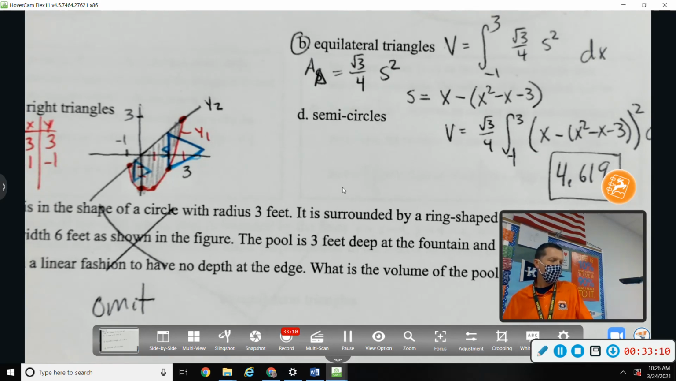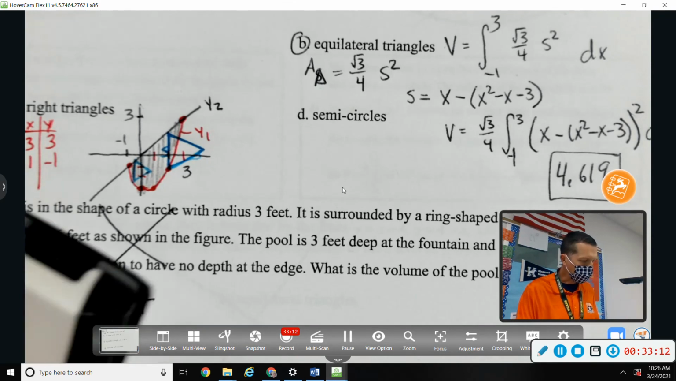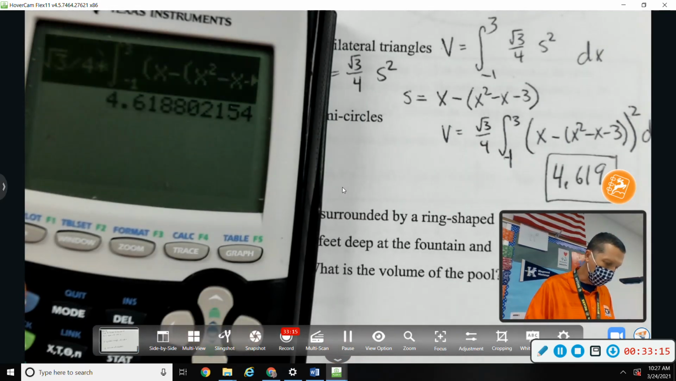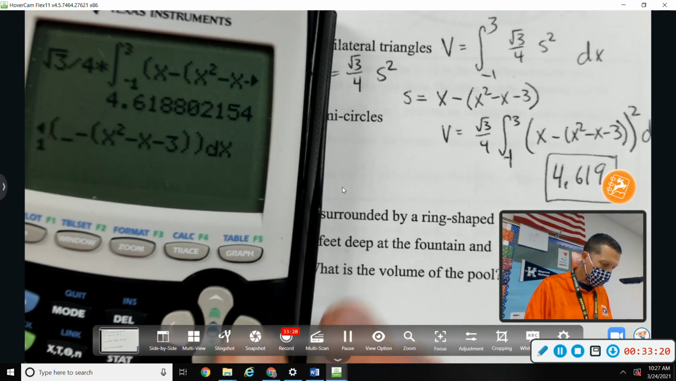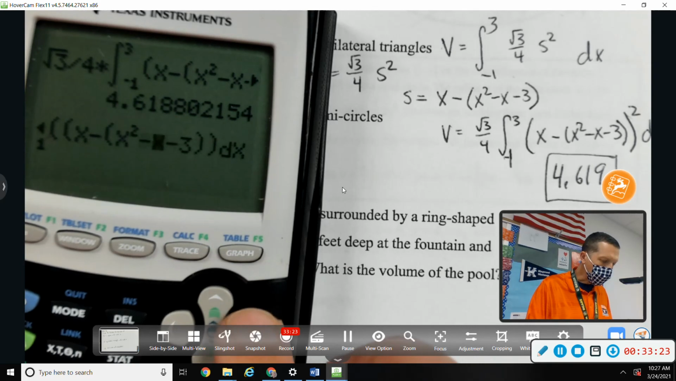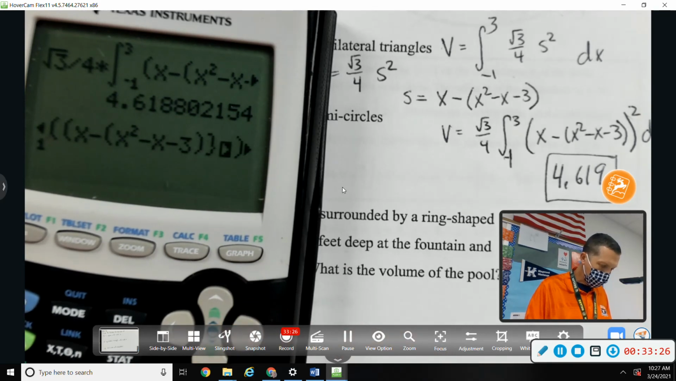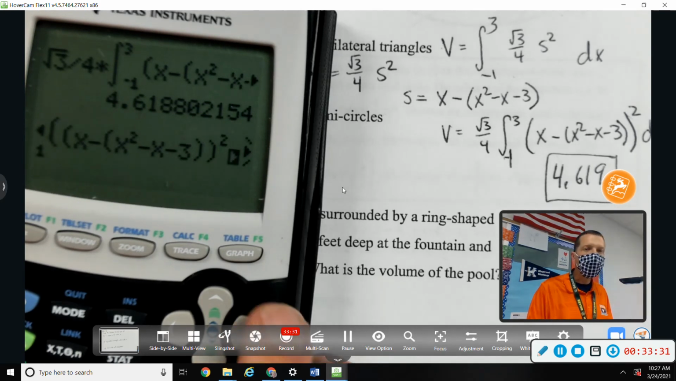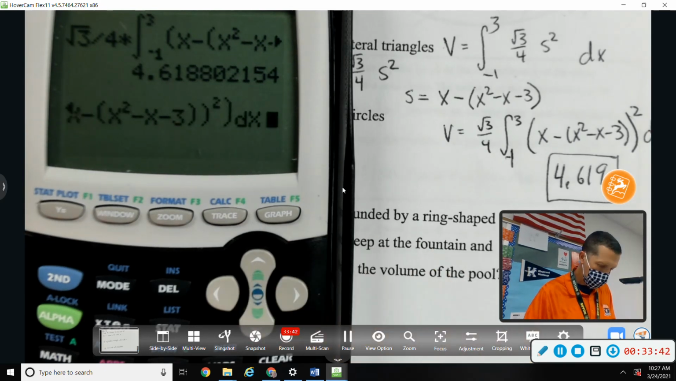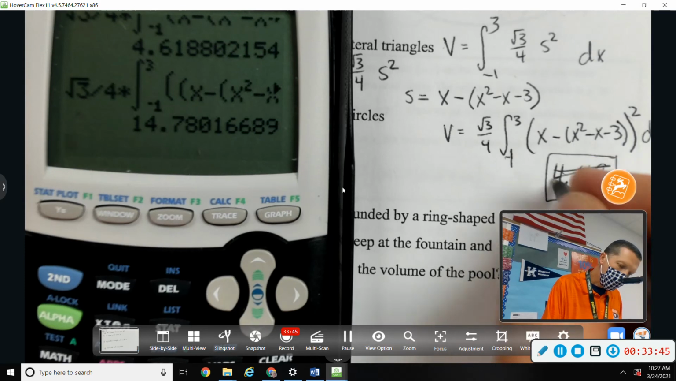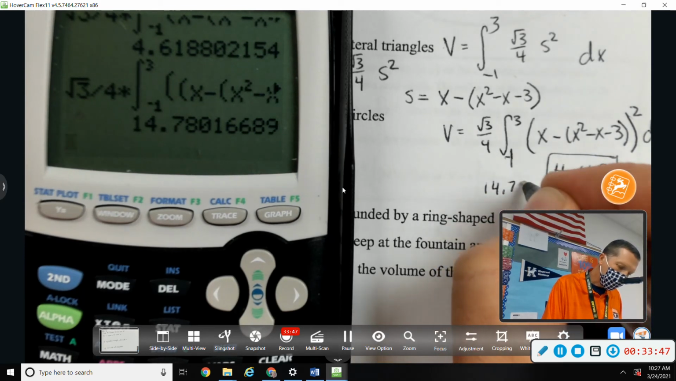How do you put the square in there? Uh-oh, I don't know that I put the squared in there, now that you mention it. Yeah, I didn't square it. So I probably need an extra parentheses to account for the square. Oops. There we go. So I put an extra parentheses in there to make sure I'm squaring the right thing. Yeah. 14.780.